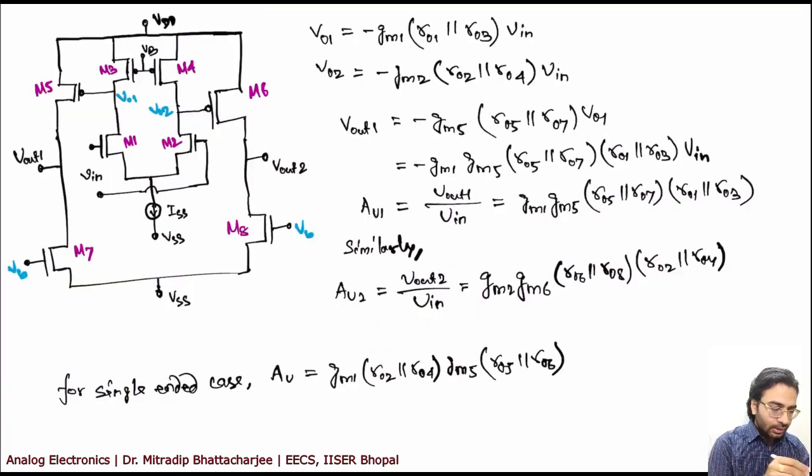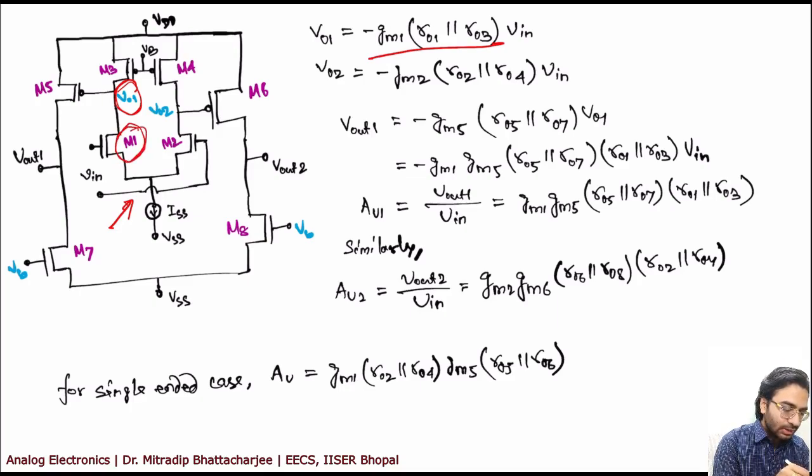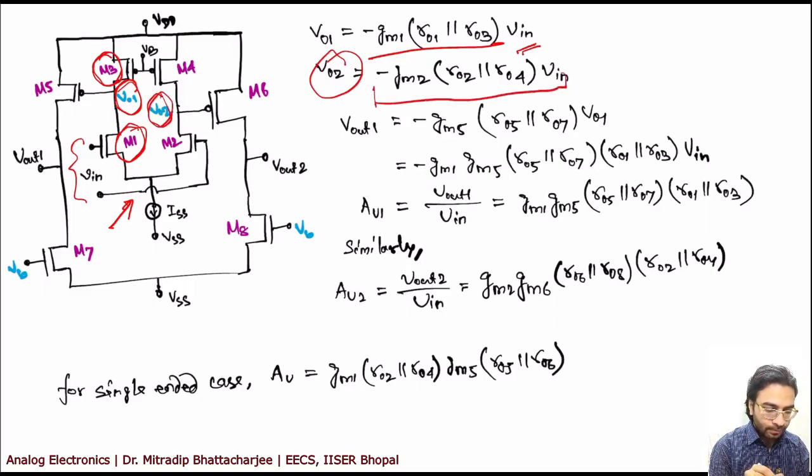Now let us see what will be the VO1 output for this differential amplifier. It will be minus GM1 into R01 parallel R03, because R01 is associated with M1 and R03 is associated with M3, into Vin. This is your Vin, right? Now VO2, similarly, will be minus GM2, because this is the driver transistor, so it will be minus GM2 R02 parallel R04 into Vin, right?